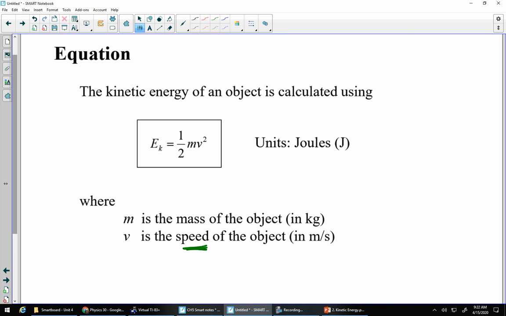And we use our standard units. So mass, if we're in physics, we're definitely using kilograms, speed, meters per second. And our energy for this is, in fact, joules. Perfect. Just like work. Work is also measured in joules, just like any other type of energy measured in joules.